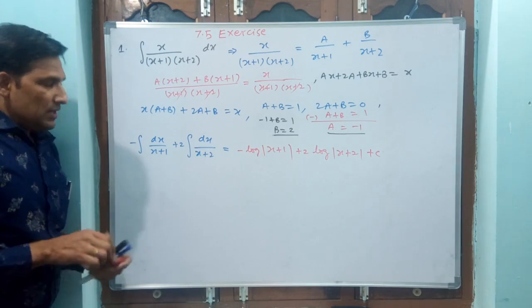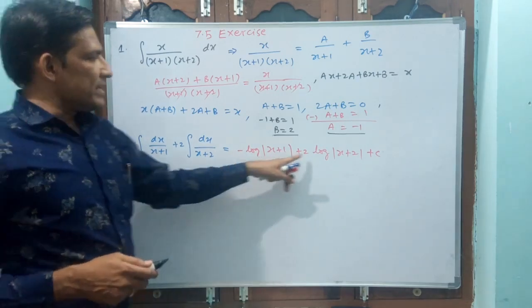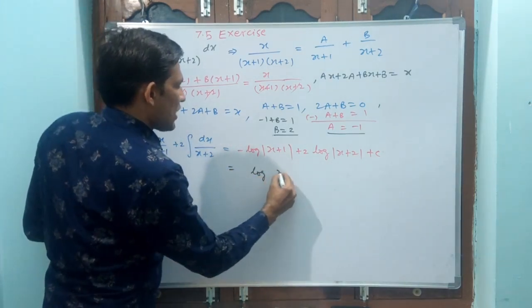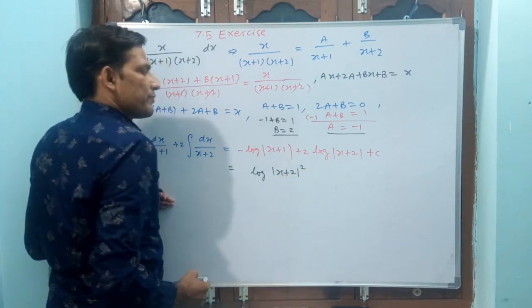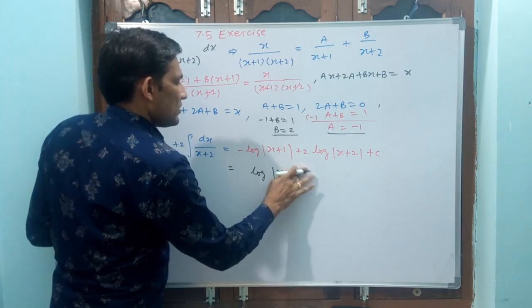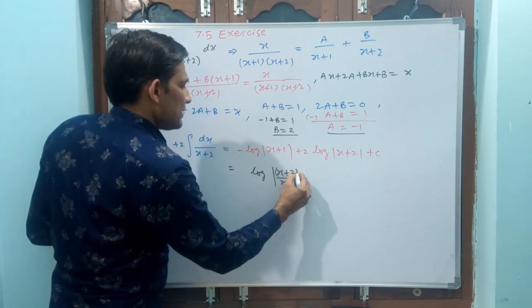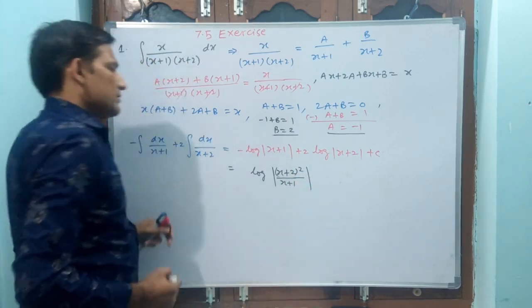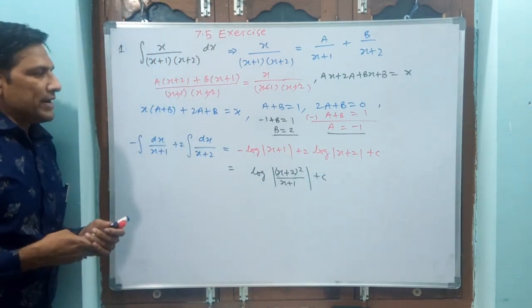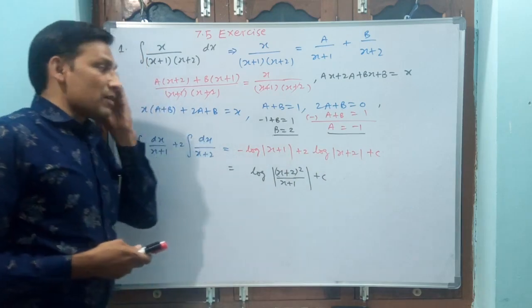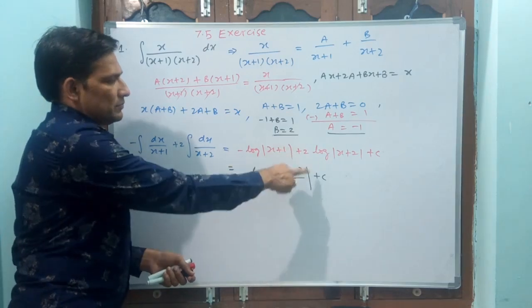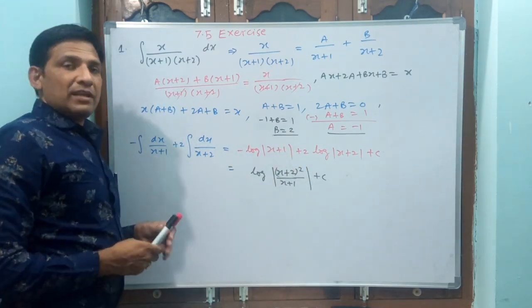Okay. Can we modify the answer? Yes. Why? Because here minus is there, here plus is there, so log m by n also we can write. You see how I am writing? 2 log x plus 2, I am writing like this, x plus 2 whole square. And because of minus, I am keeping this x plus 1 like this, in the denominator. Plus C. Log of x plus 2 whole square, why? Because when you are making a log m by n, the 2 should not remain outside. Like this you can make. This is the answer for your first question.